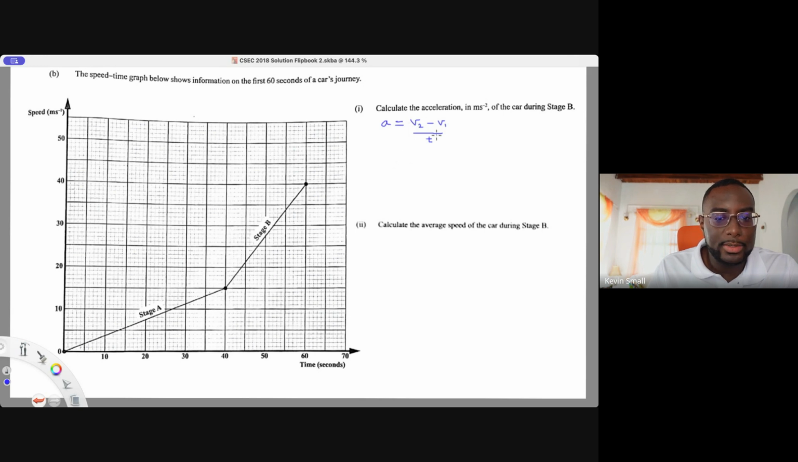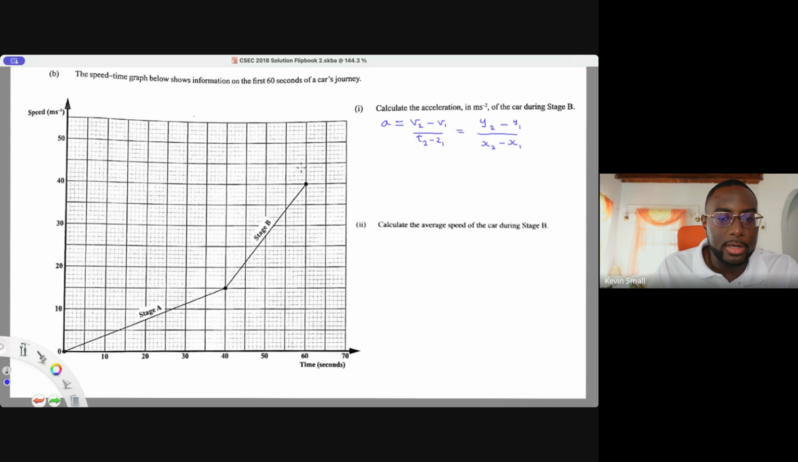Okay, so the gradient. Remember the gradient equation: T2 minus T1. This is the same thing as the gradient equation. Remember, Y2 minus Y1 over X2 minus X1. So you just have to find the gradient of this line here, okay? The gradient of that line. So you take the 2 points that are known.